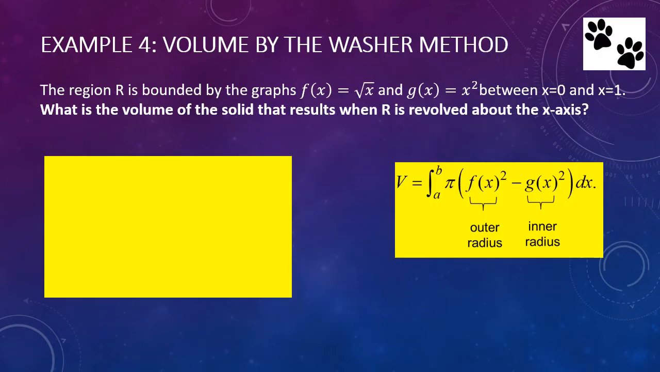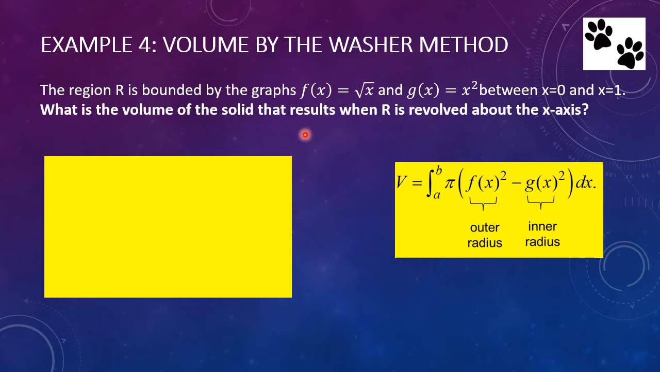So let's take a look at example number 4, finding the volume by the washer method. And remember that the volume equals the integral over an interval of pi times the outer radius squared, which is the function that represents the outer radius, minus the function that represents the inner radius squared dx. The region R is bounded by the graphs f of x equals the square root of x and g of x equals x squared between x equals 0 and x equals 1. What is the volume of the solid that results when R is revolved around the x-axis? So often in these, you've been given images or graphs of these.